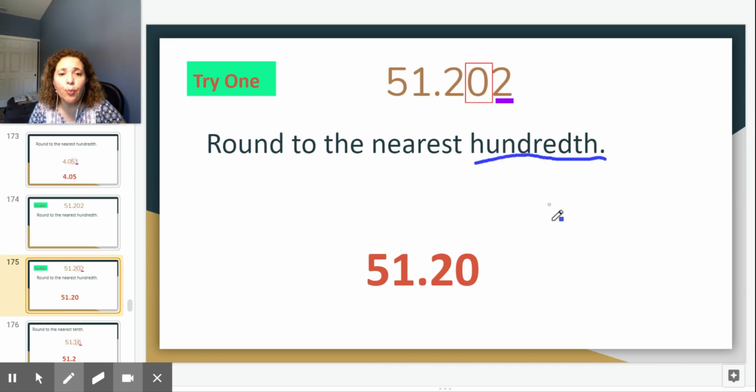So if you put 51.2, that would be 51 and 2 tenths, to the tenth spot. But because I'm rounding to the hundredth spot, I need to leave my 0 there, okay? Remember I told you the zeros don't matter, but in this case, we do need the 0 because I'm rounding to the hundredth spot, okay? So hopefully that didn't trick you.